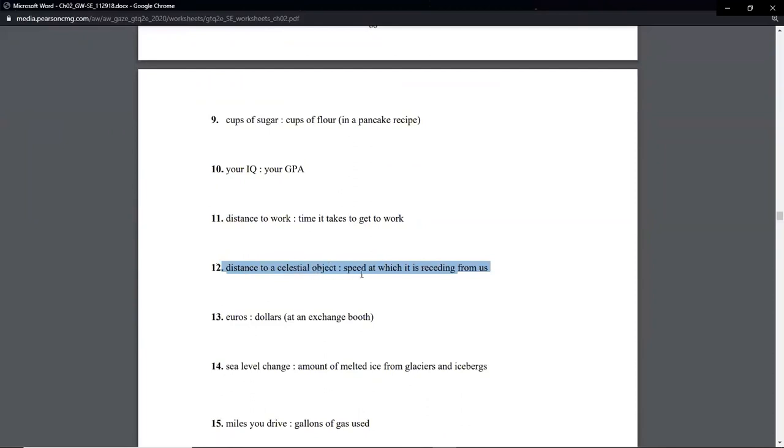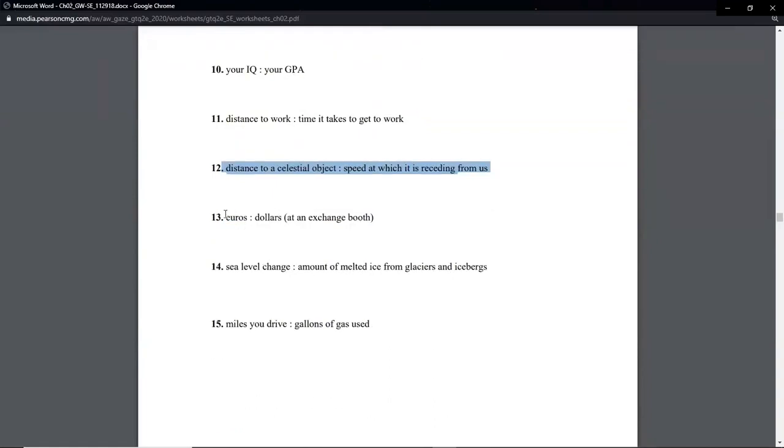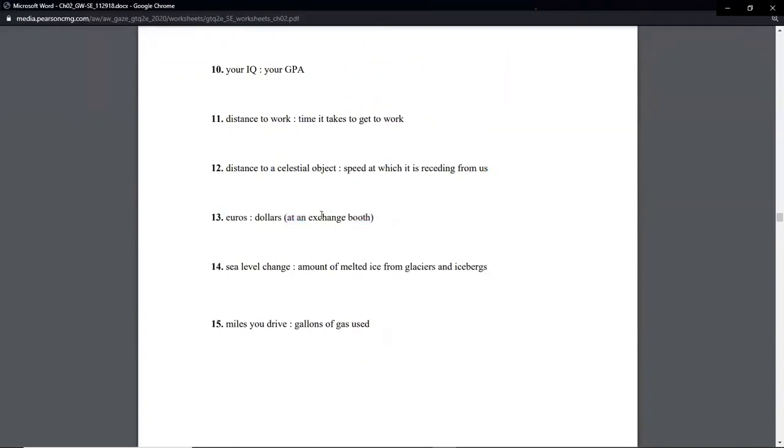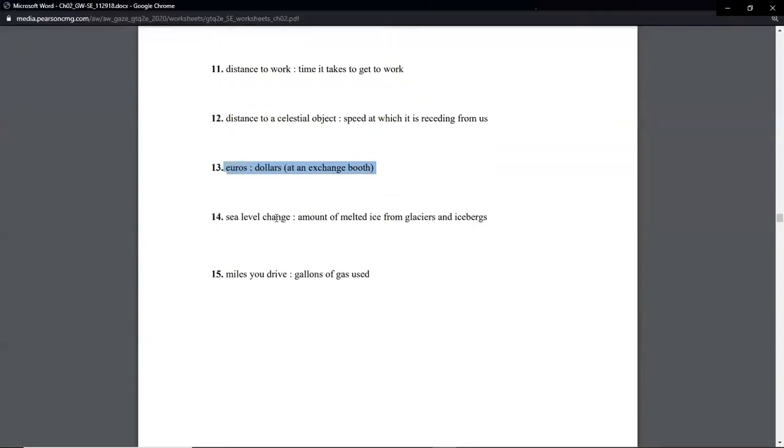Distance of a celestial object and the speed at which it's receding from us. Just change celestial object to car and the speed at which it's moving away from us. Okay? Euros to dollars, currency exchange. We're going to be covering an entire section that kind of bases off of this. And it goes into proportional relationships. Spoilers. Sea level change versus the amount of ice melted from glaciers and icebergs.